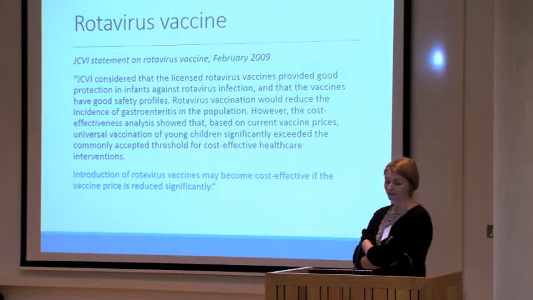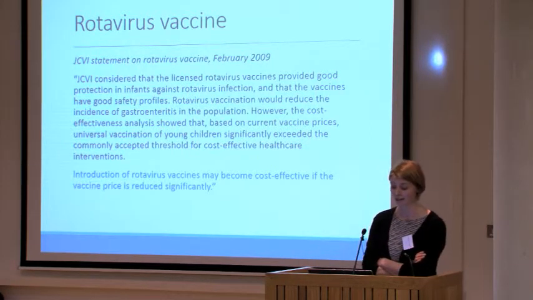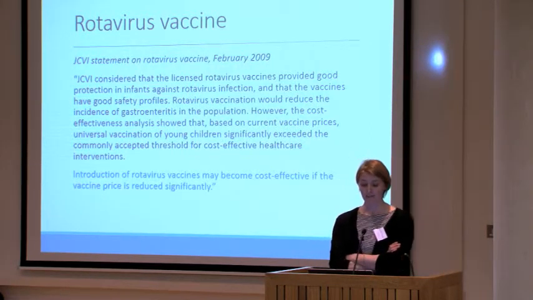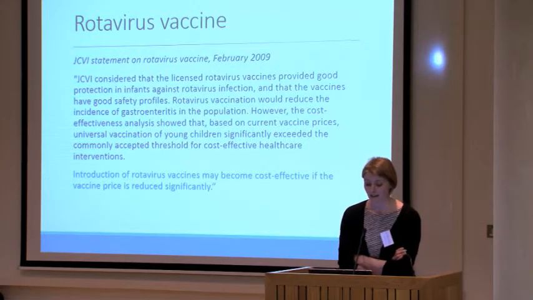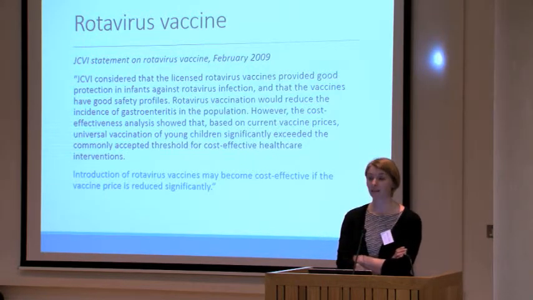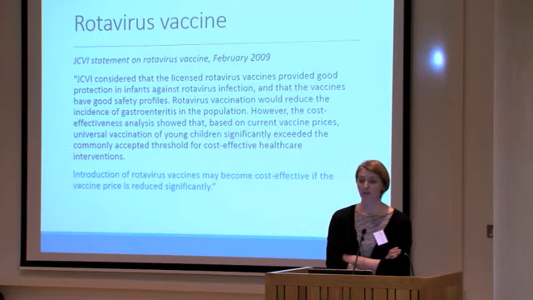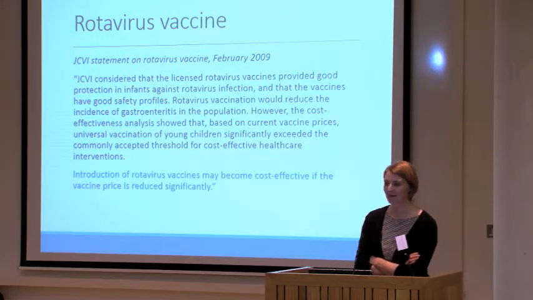An example here for rotavirus vaccine: the initial JCVI statement on rotavirus vaccine in 2009 said that based on current prices, universal vaccination of children was highly unlikely to be cost effective. And so it wasn't recommended until several years later, presumably when someone did a good deal to get a cheaper vaccine.